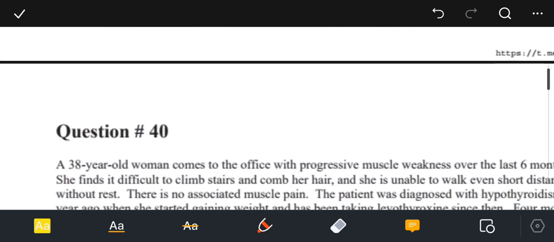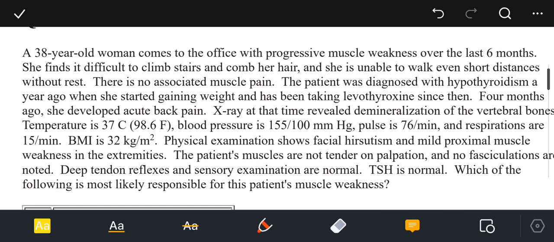The next question is question number 40, and in this question they are asking about a 38-year-old woman who comes to the office for progressive muscle weakness over the last 6 months. She finds it difficult to climb the stairs and comb her hair, and she is unable to walk even short distances without rest. There is no associated muscle pain. The patient was diagnosed with hypothyroidism a year ago when she started gaining weight and has been taking levothyroxine since then.